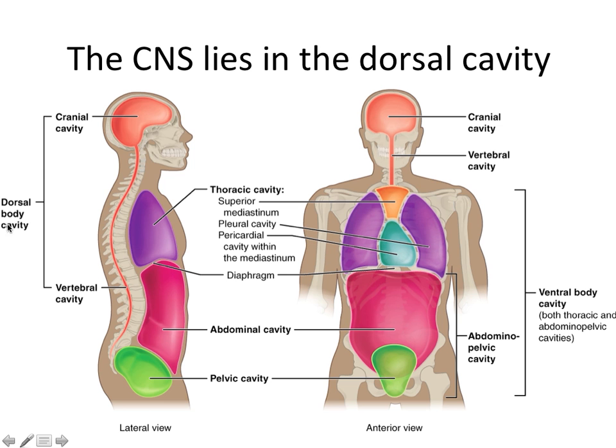So the dorsal body cavity is subdivided into two areas: the cranial cavity, which of course holds the brain and most of the brainstem, and the vertebral cavity, which is made up of a vertebral column that you can see here. And the spinal cord occupies the vertebral cavity in the vertebral canal of the vertebral column. A lot of technical terms there, hope you got that.